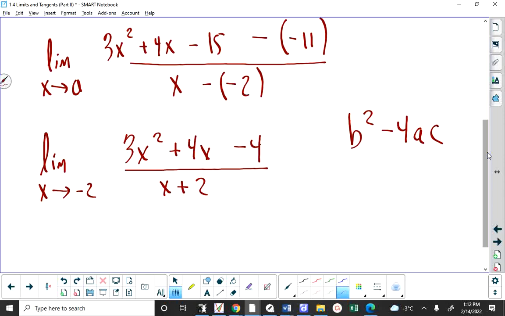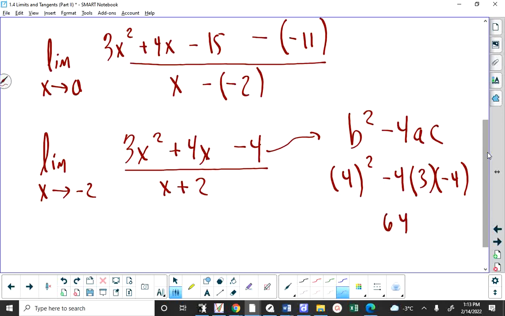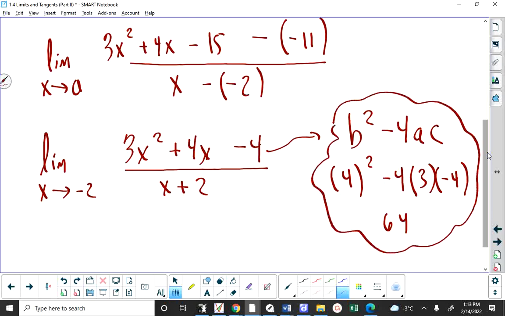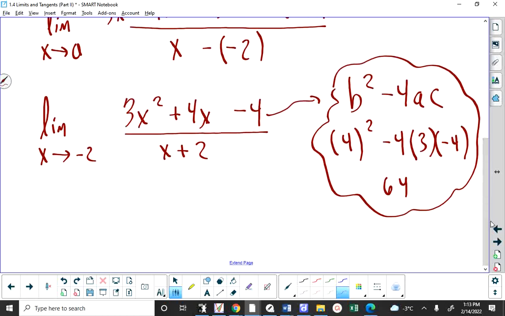So what do we get when we apply b squared minus 4ac to the numerator of this? We get 4 squared minus 4 times 3 times negative 4. I think you're going to get 64, but I don't know. Can you work that out for me, please? I'm pretty sure it's 64. I'm starting to see some nods. So this is 64. Now, it turns out that this little bit of business that I'm talking about here is totally unnecessary, and I'm about to explain why. We know this is factorable based on that, so let's see what happens.